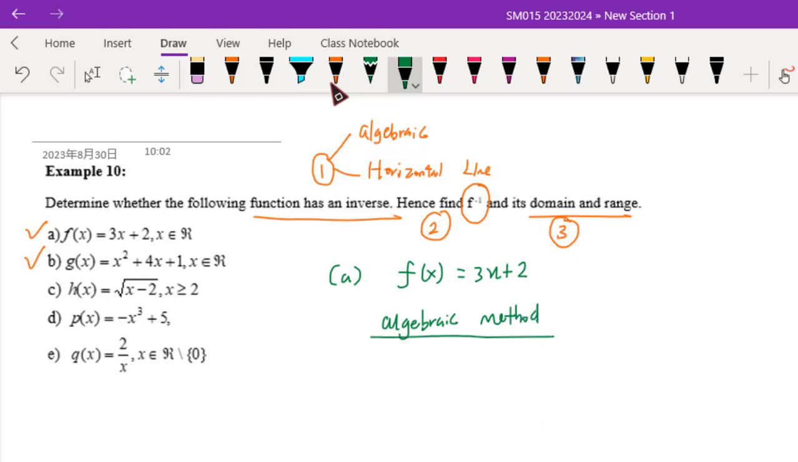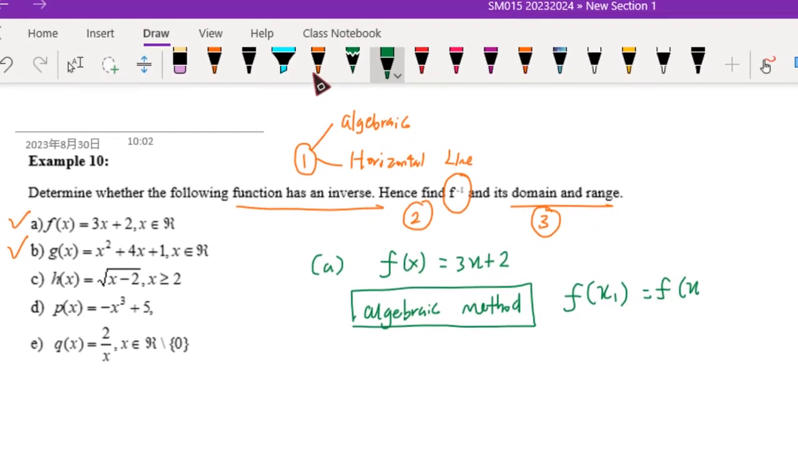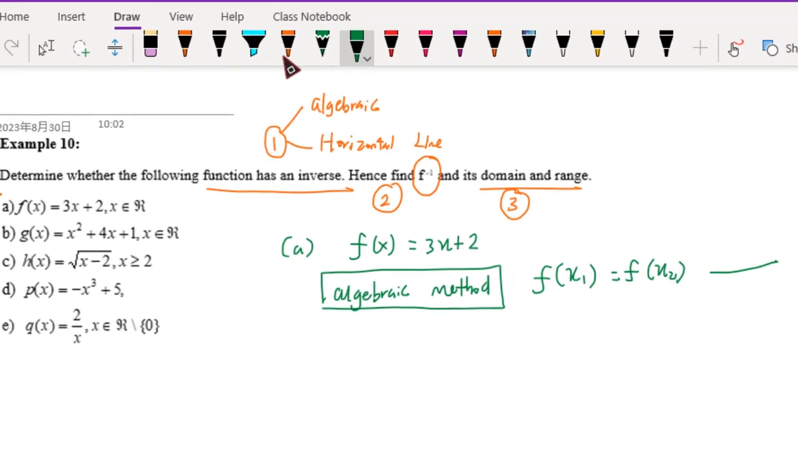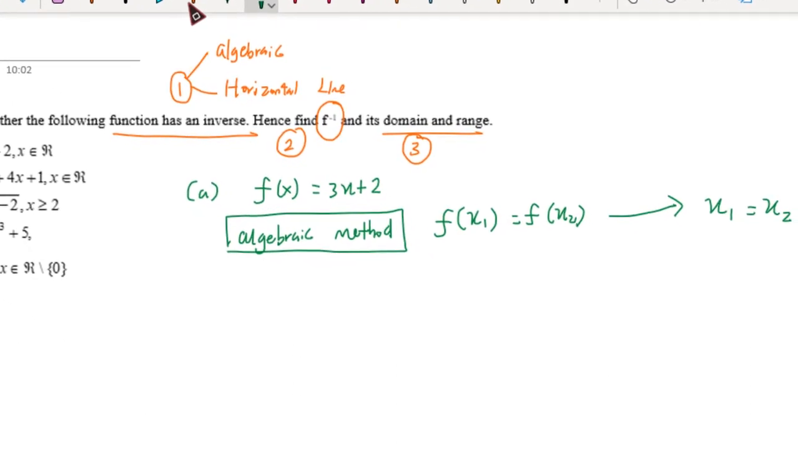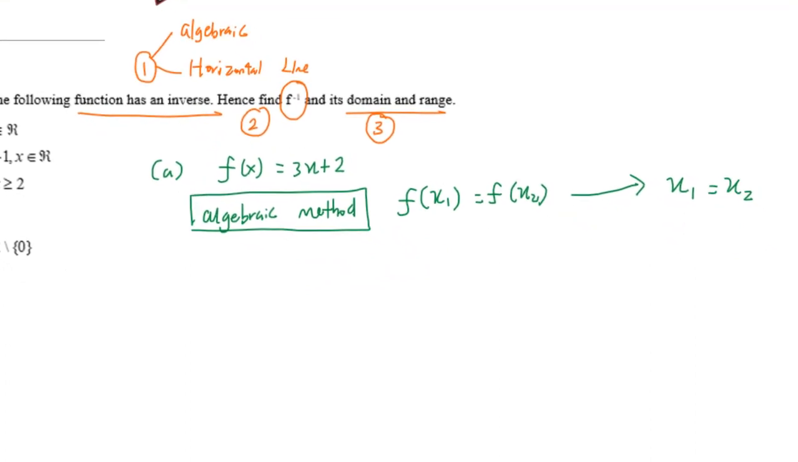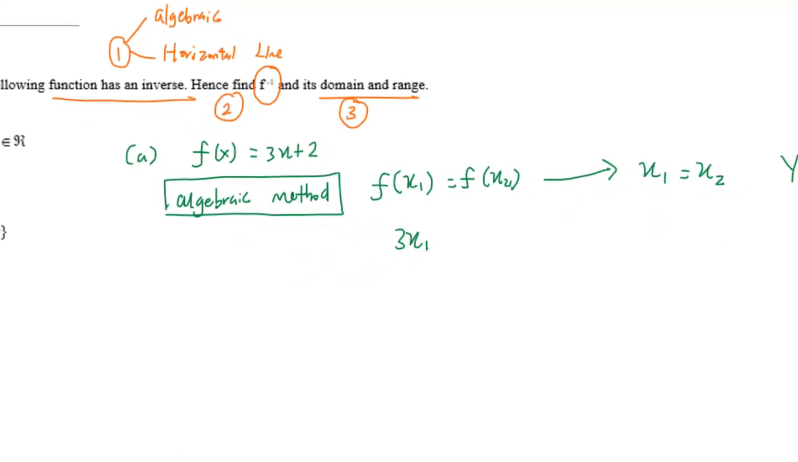The main part of the algebraic method is starting with f(x1) equals f(x2), and we are able to prove that x1 equals x2. So the answer would be yes, it is a one-to-one function. So we start from this: 3x1 plus 2 equals 3x2 plus 2, so 3x1 equals 3x2. And lastly, we are able to prove that x1 equals x2.